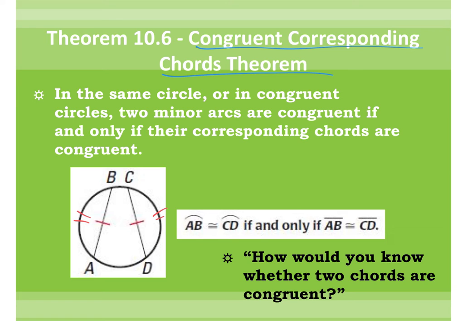Now, this one doesn't necessarily have a converse because this is a biconditional, right? It says if and only if. So it works both ways no matter what, okay? So regardless of whether you're starting with the arcs or starting with the chords, you're going to use the congruent corresponding chords theorem. Make sense? All right.